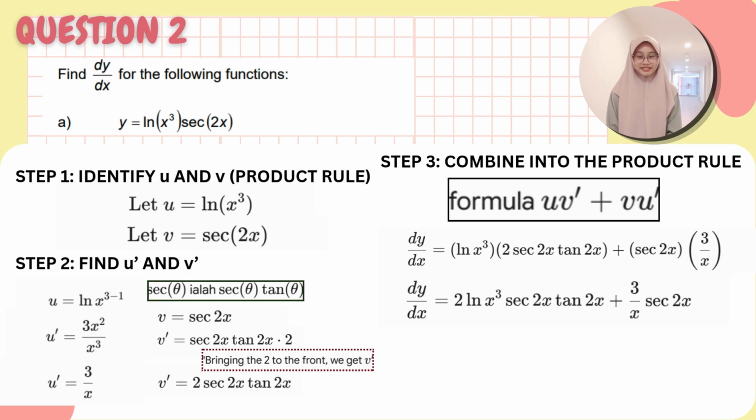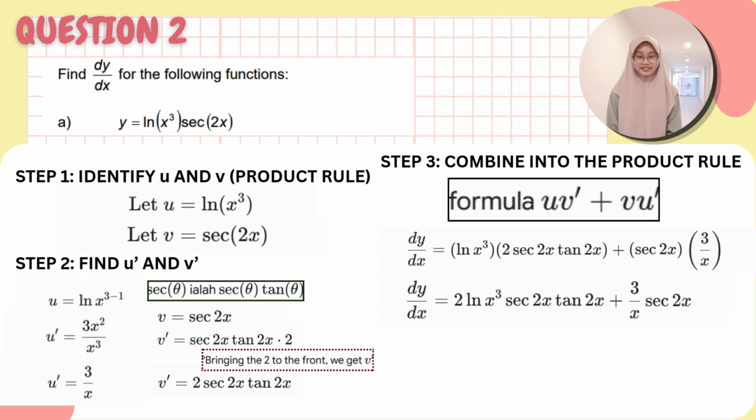For v, the formula table states that the derivative of secant theta is secant theta tan theta. Using the chain rule, we differentiate secant 2x to get secant 2x tan 2x times 2. Bringing the 2 to the front, we get v prime equals 2 secant 2x tan 2x.